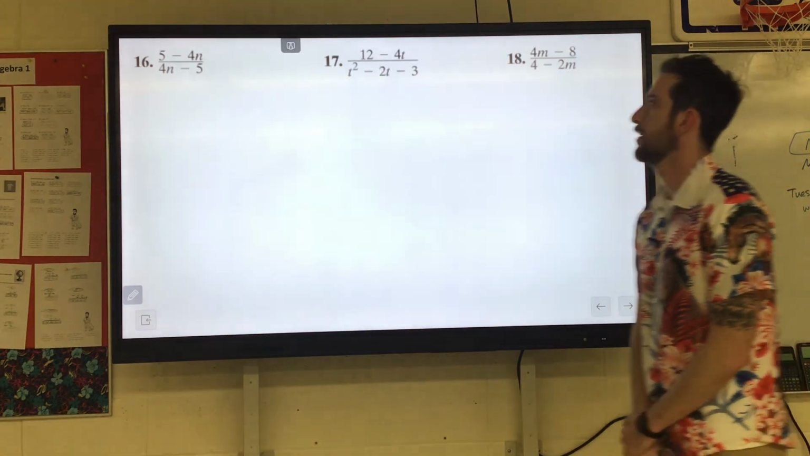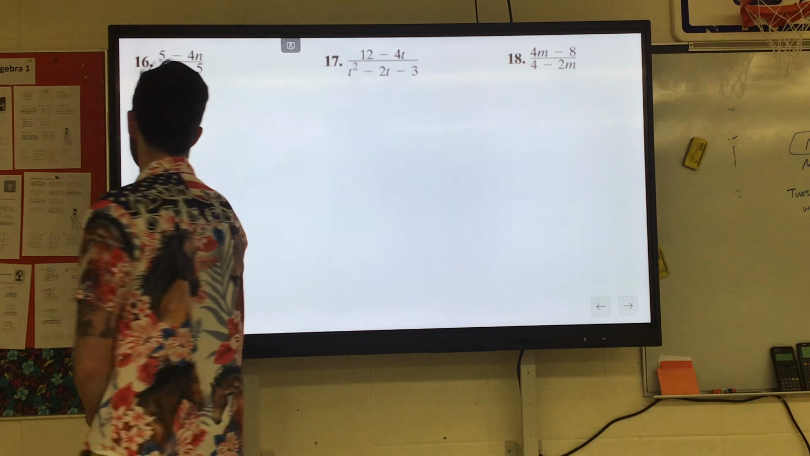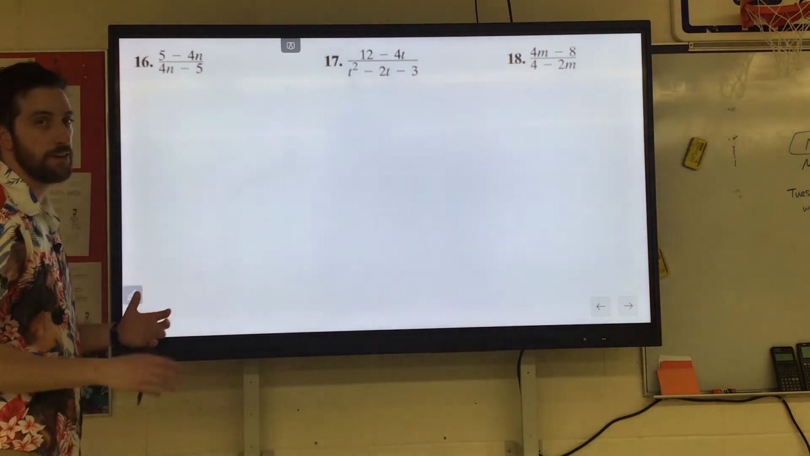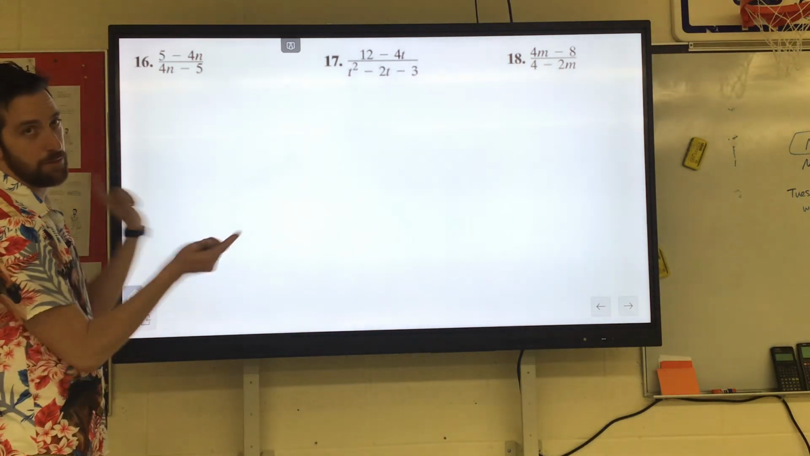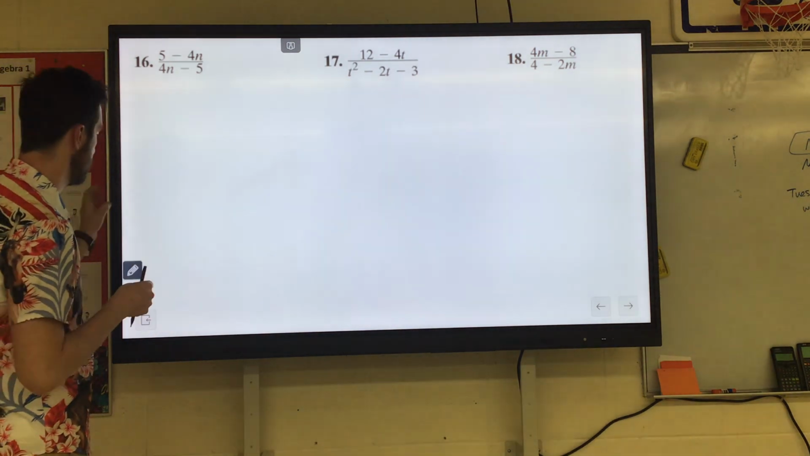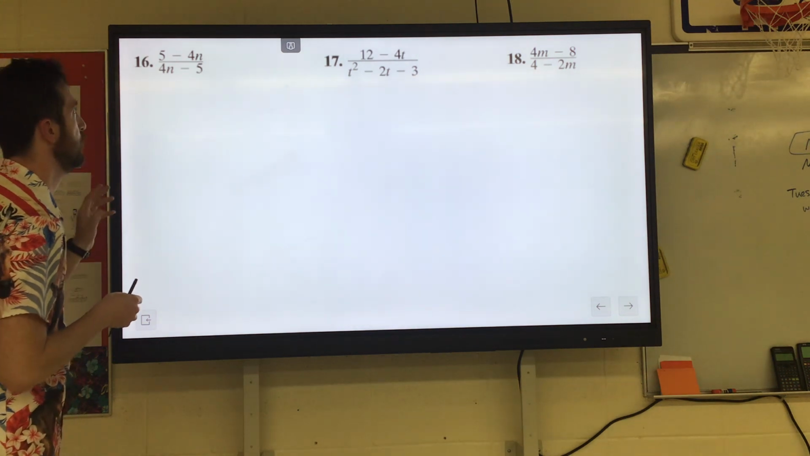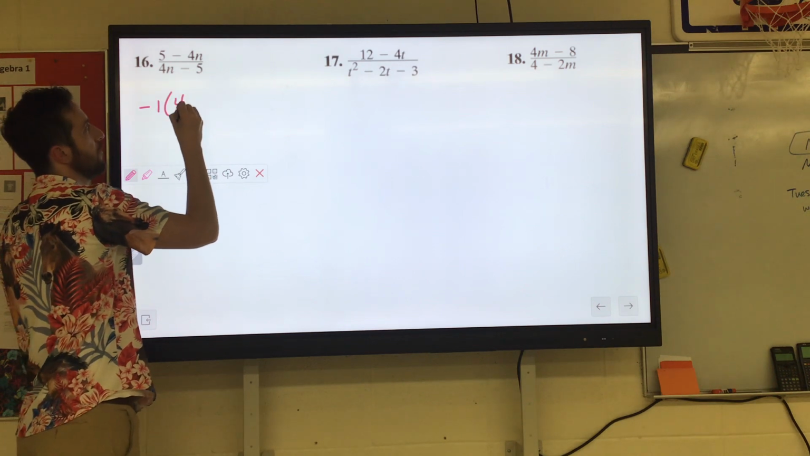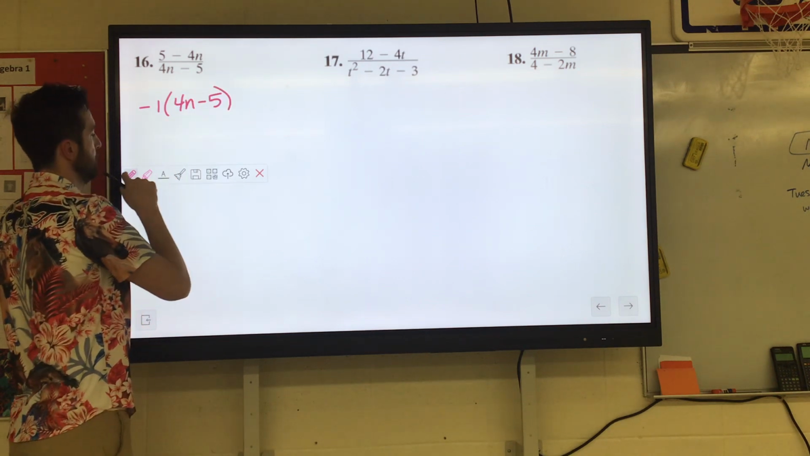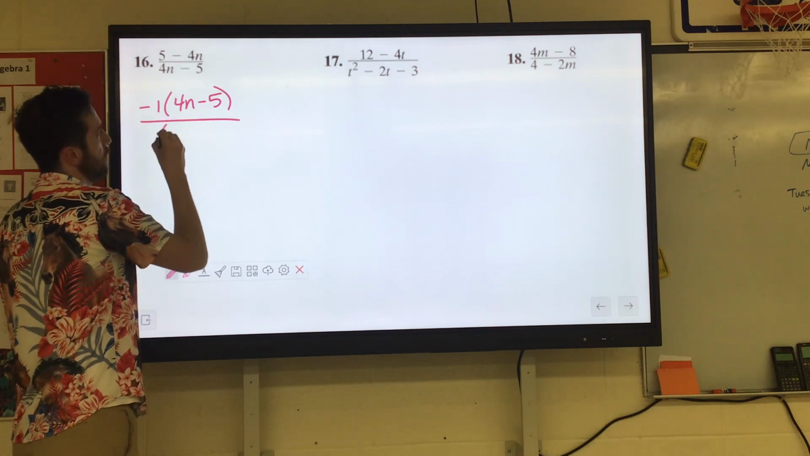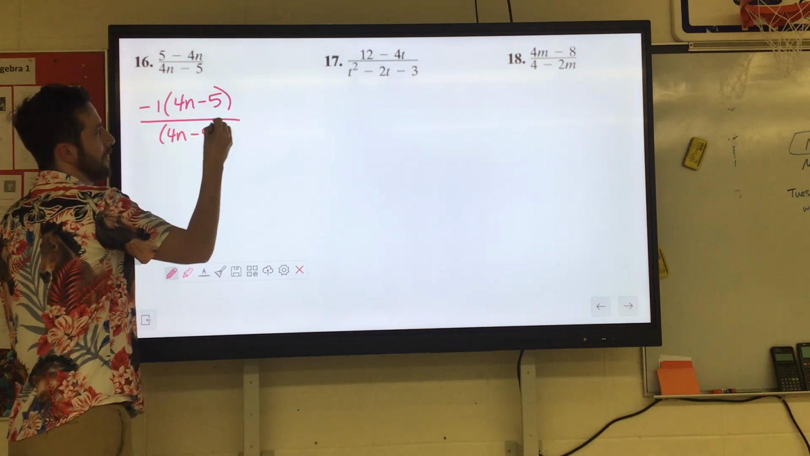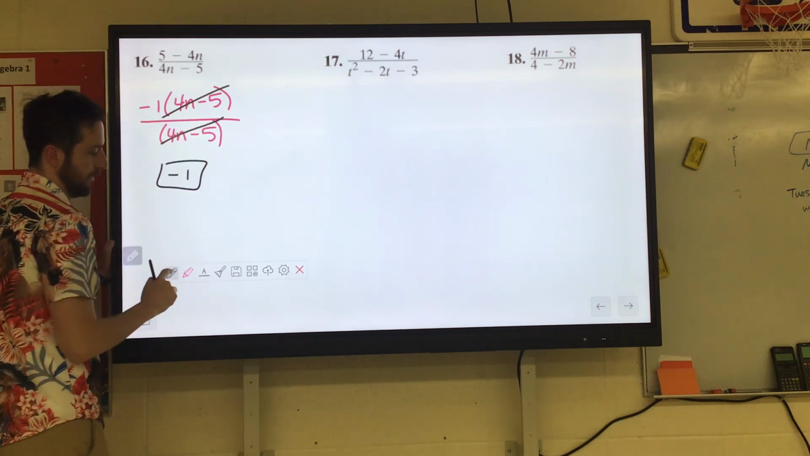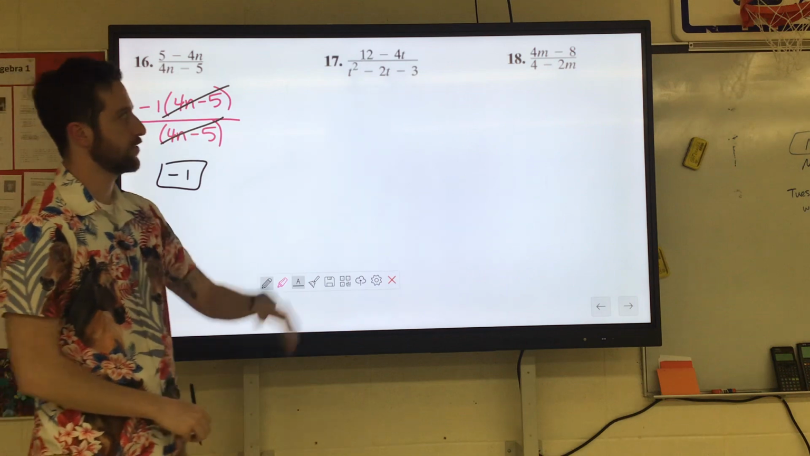Here we go. 6 more. 5 minus 4n over 4n minus 5. Now there are no common factors, but I do see they're the same thing, but we do have to flip the order. When you do that with subtraction, you have to factor out a negative 1. So up top, I'm going to factor out a negative 1, and then I can make it 4n minus 5. Denominator, I could just leave it 4n minus 5, and now those will cancel out, and all I have left is negative 1. That's going to be a common theme for these next couple problems.